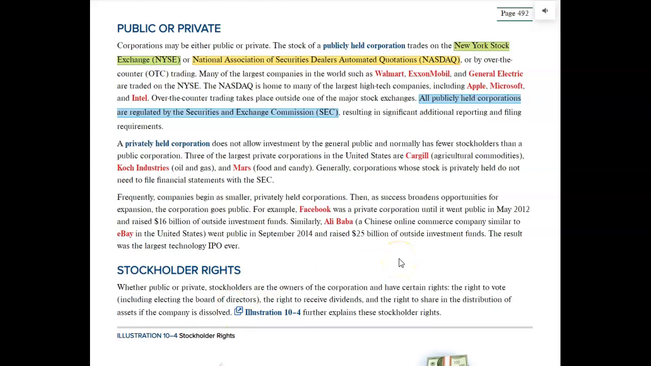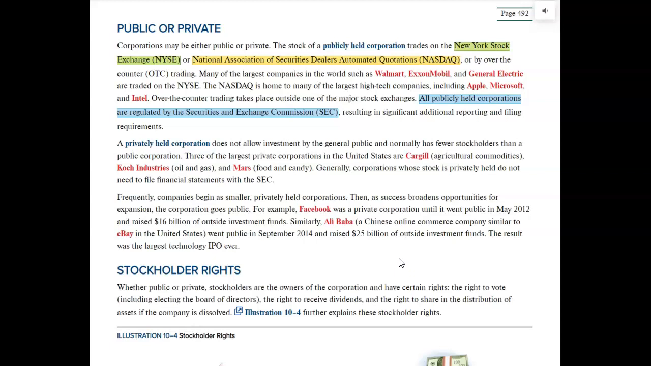Now, publicly held corporations are traded on the New York Stock Exchange or the NASDAQ. And these are the common companies you've heard about: Walmart, Exxon, and so forth, Apple, Microsoft, Intel. They all have been taken public. You can become an owner in any of these companies today if you want to. Go out and buy some stock. And all these companies are regulated by the Securities and Exchange Commission, the SEC.